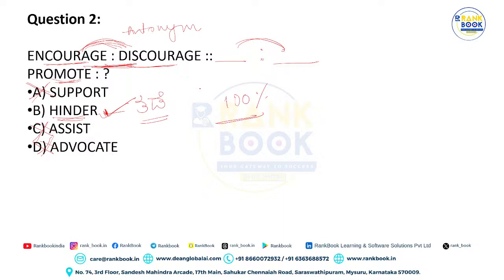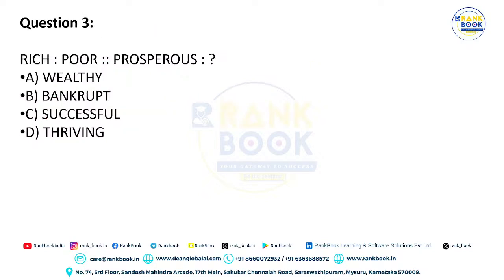Okay, so next question, rich is to poor, prosperous is to what? Rich is Shrimanta, and poor is Badava. The question itself is drawing the difference between the antonyms. Now let's get to this prosperous. Prosperous in Kannada is ಸಮೃದ್ಧಿ. So prosperous is samriddhi, and what will be the antonym of it?